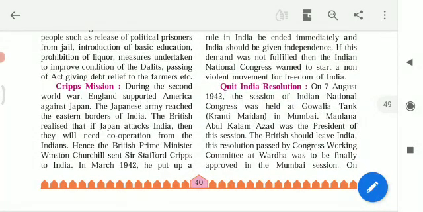Now I am going to discuss the Quit India resolution. On 7th August 1942, the session of the Indian National Congress was held at Gowalia Tank in Mumbai. Maulana Abul Kalam Azad was the president of this session. The British should leave India. This resolution passed by the Congress Working Committee at Wardha was to be finally approved in the Mumbai session.